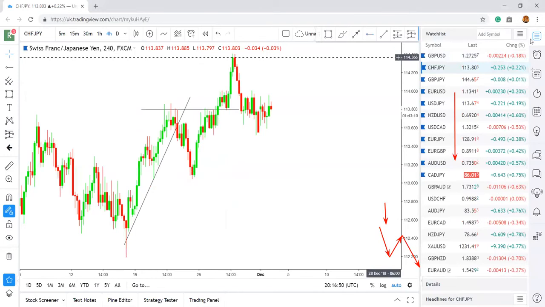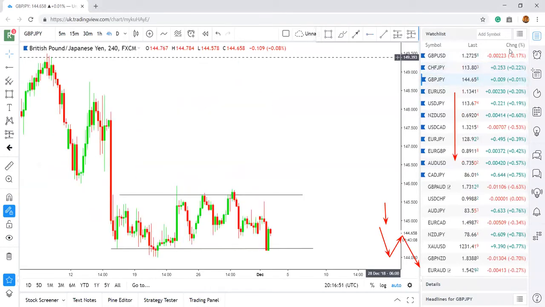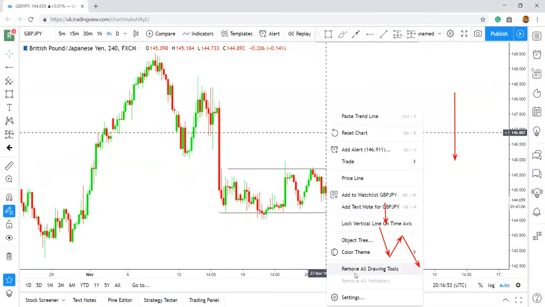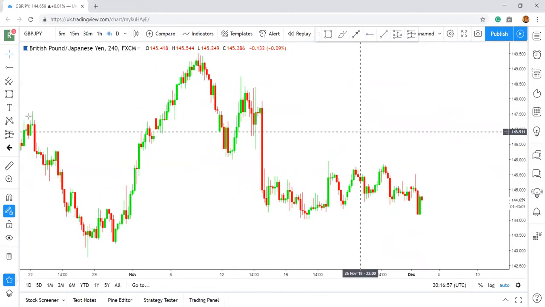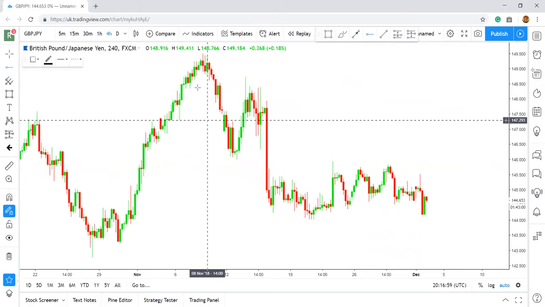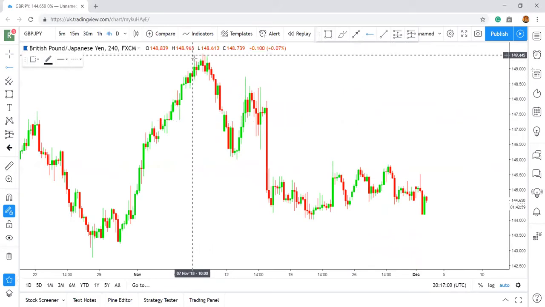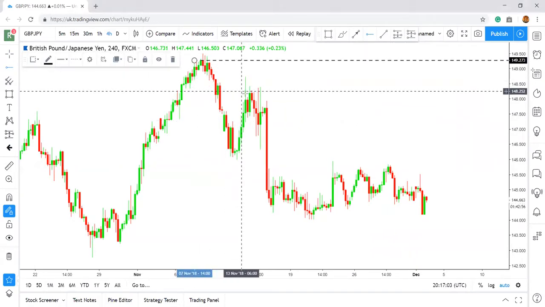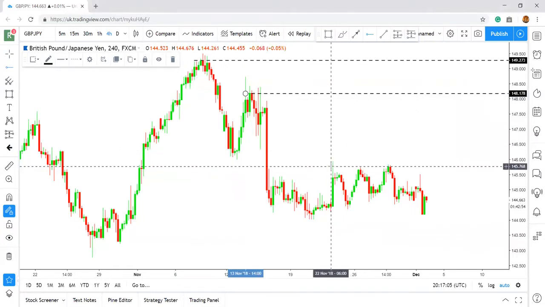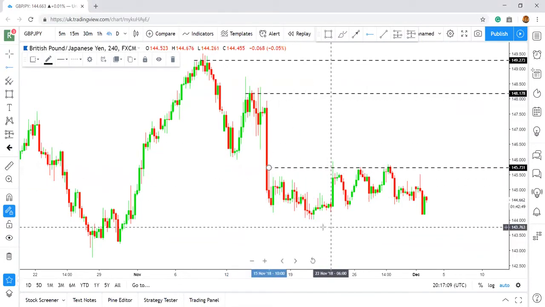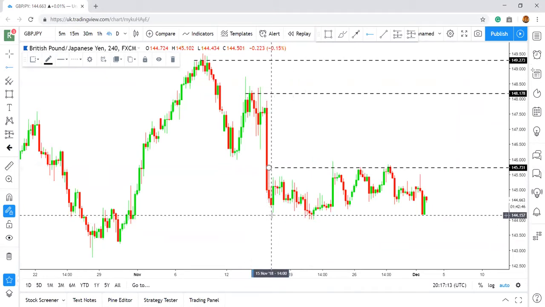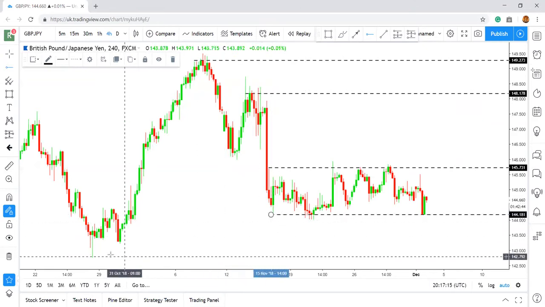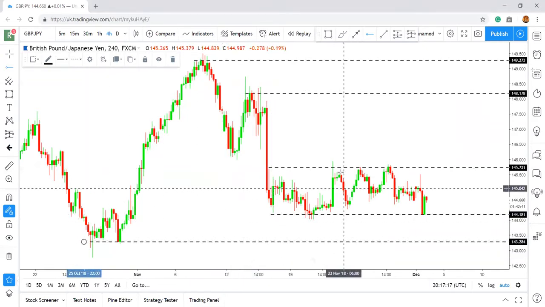Okay. Let's have a look at GJ. This is a nice chart. So let's clear the drawings here. We're on a 4-hour time frame, okay? So this is a structure high. This is a structure high. This is, let's have a look at this, structure high. This is a structure low. This is a structure low.